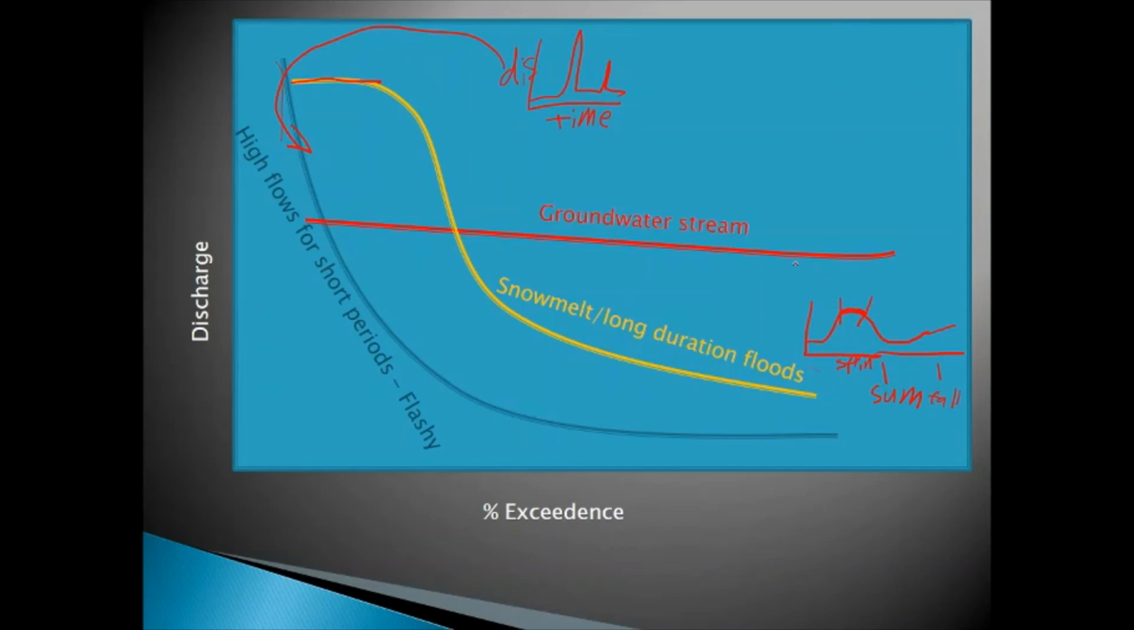Okay, and then let's say you have a stream with an extremely stable hydrograph. So again, here is time and here is discharge. Essentially you get no changes in the discharge over time. So this might be a stream that's coming right out of a spring. You might have the flow duration curve looking something like this red line here, which is pretty much horizontal.